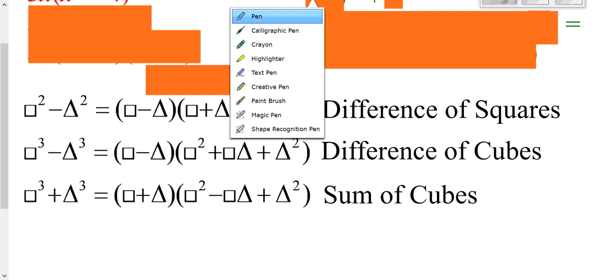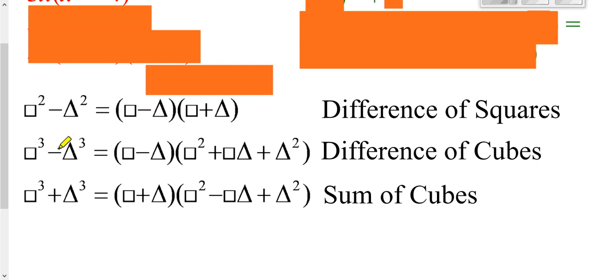Notice with sum of cubes and difference of cubes, this sign here matches this. This sign here matches this. The second sign we come across is always opposite that first sign. And then the last term is always positive.